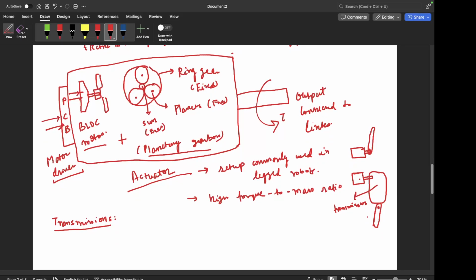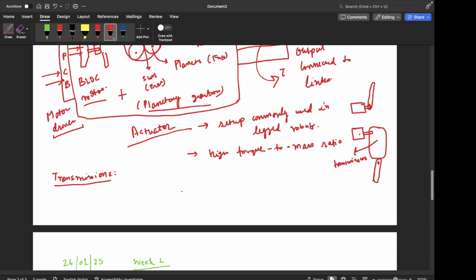So the purpose of transmission is to transfer power from the actuator to the link, right? From the actuator to the link.